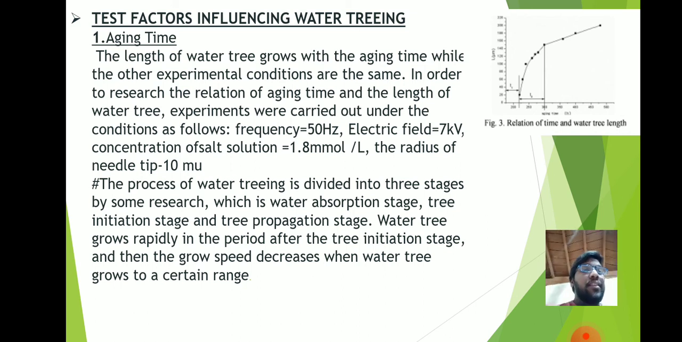Here, the water tree grows rapidly in the period after the tree initiation stage is completed. Then the growth speed decreases once the water tree grows to a certain range, as you can see in the graph. Next, let us discuss another test factor, that is frequency.